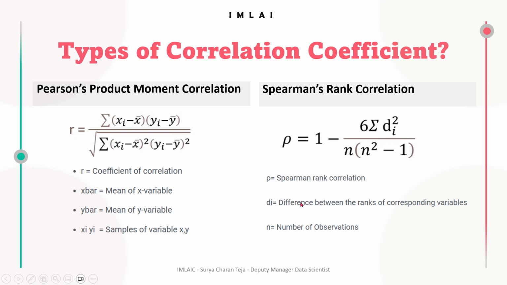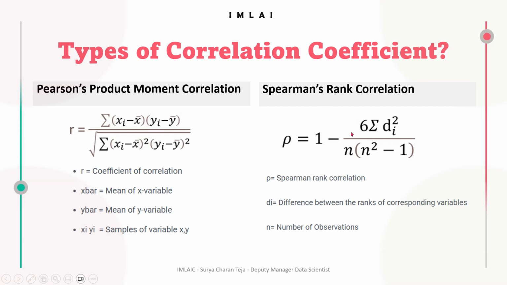So that is the reason we will take the difference between the ranks of corresponding variables. Okay, rho is equal to 1 minus 6 sigma di square. So you will take the rank of the individual values, x rank and y rank, at different records. If you have 50 records of 50 entities, then you will calculate for each record first d1 square.